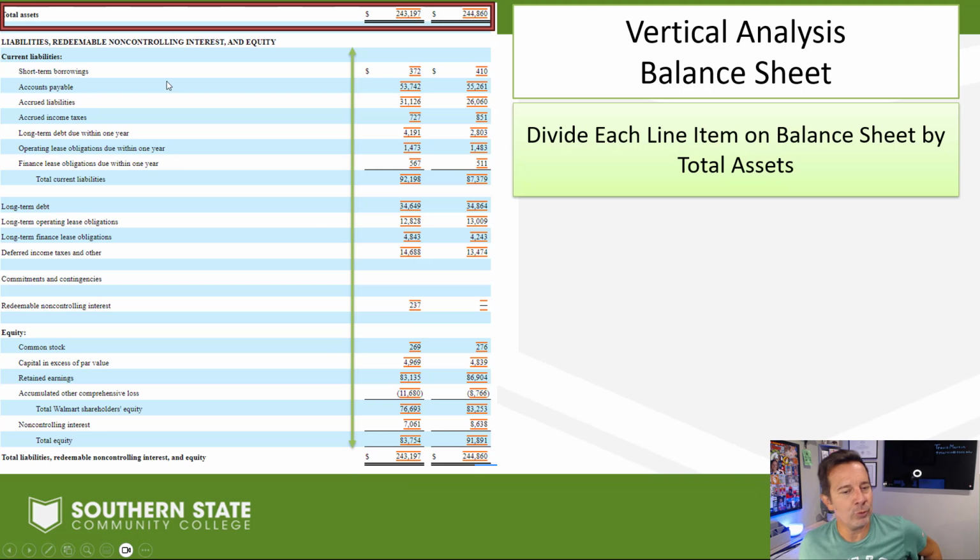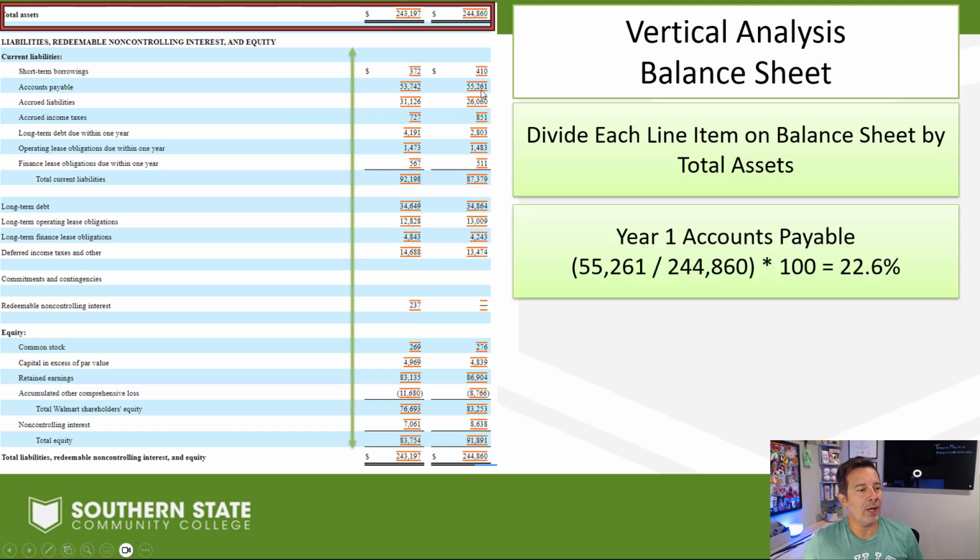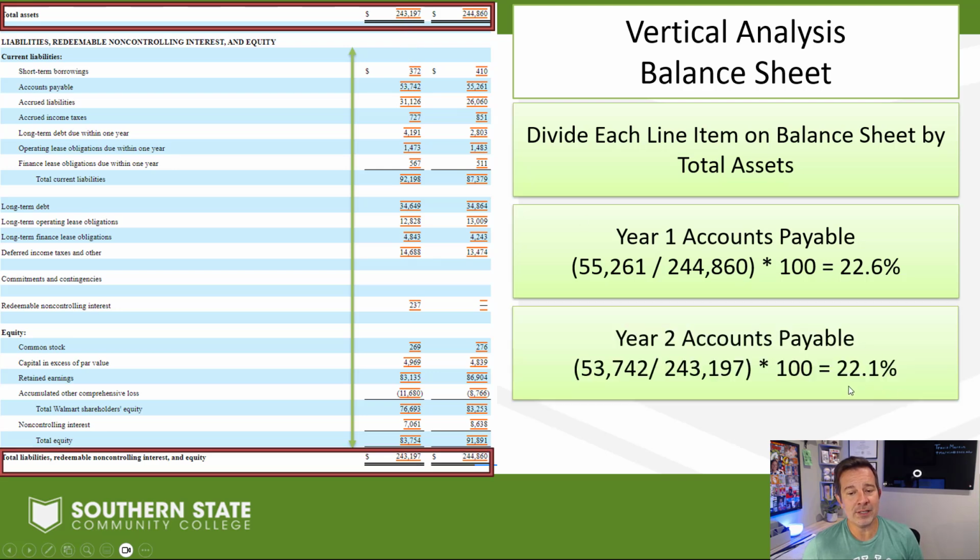So let's look at accounts payable. What portion is accounts payable of the equity and liabilities pie? Year 1: 55,261 divided by total assets, or total liabilities and equity, of 244,860. We get 22.6%. We jump to year 2: 53,742 divided by 243,197. We get 22.1%. So again, pretty consistent from year 1 to year 2.